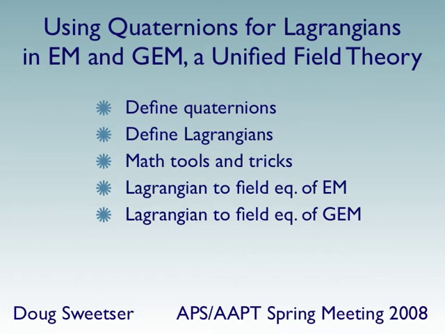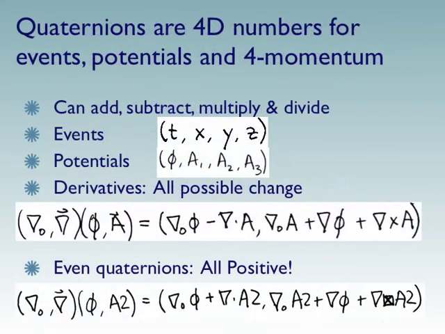In other words, we're going to derive the Maxwell equations, and then the variation on that previous Lagrangian needed in order to derive the field equations for GEM. So what is a quaternion? Well, quaternions are a four-dimensional number useful for events, for potentials, and for four momentums. You can add, subtract, multiply, and divide them like you would any other number.